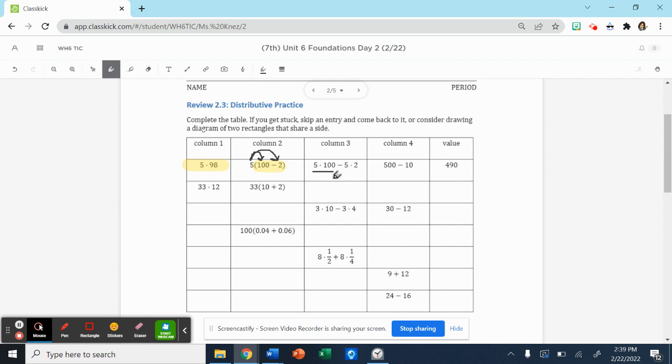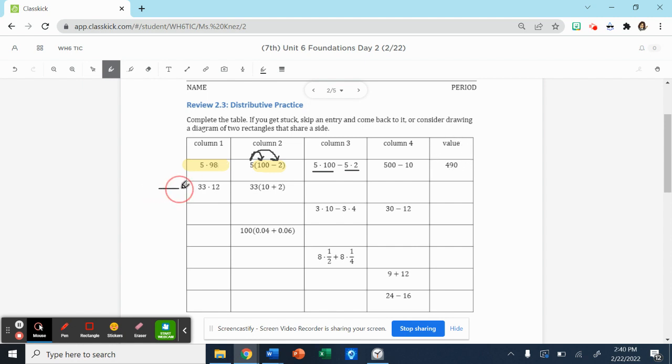Thank you. I'll rewrite my expression as 5 times 100 minus 5 times 2, because I've taken 5, distributed it to both terms, but left my subtraction symbol in place. You can see that in column 4, they've simplified 5 times 100 to 500 and 5 times 2 to 10 for a final answer of 490.